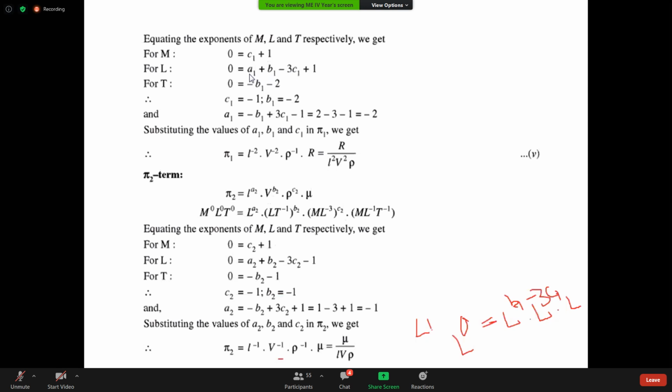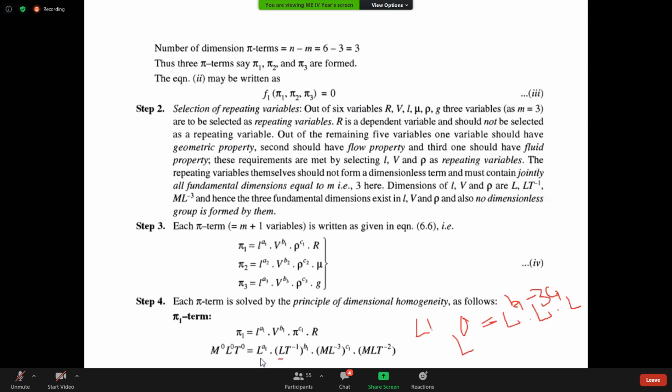The A1 also is there. So in the R also there is L. Sorry, I forgot this. Here also there is one L. So L power A1. Again, these bases are same. So A1 plus B1 minus 3C1 plus 1 is also equal to 0. The same way you have to do for the T.